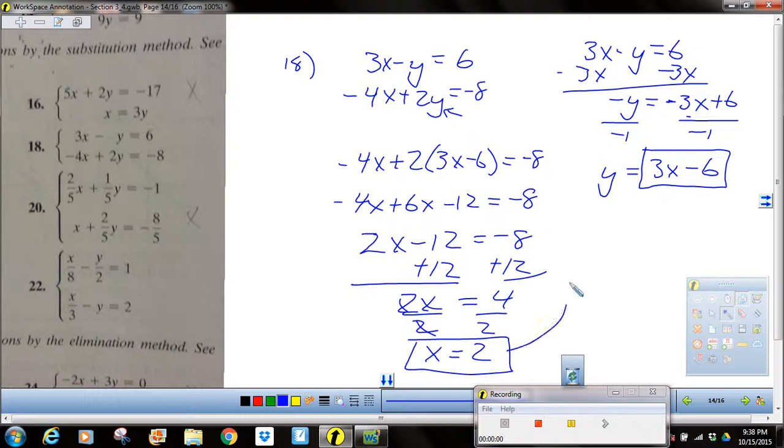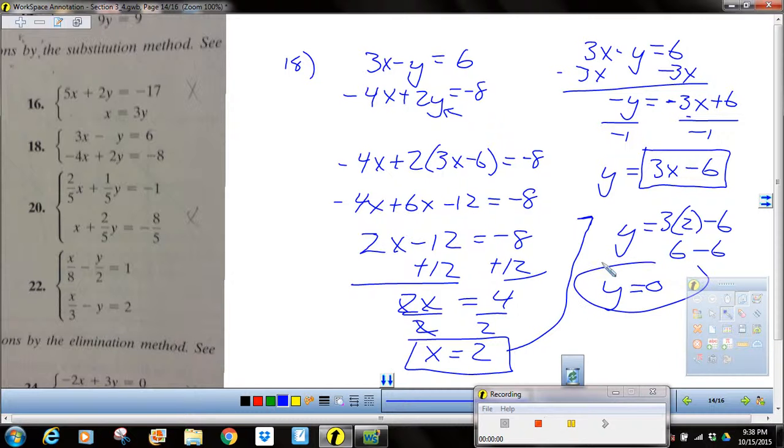Now that I know what x is, I plug it back into the equation up here, inside the box. 3 times 2 is 6, minus 6 is 0, so we end up with y equals 0. And the solution is 2, 0, and yes, that works out plugging it in to make the equations true.